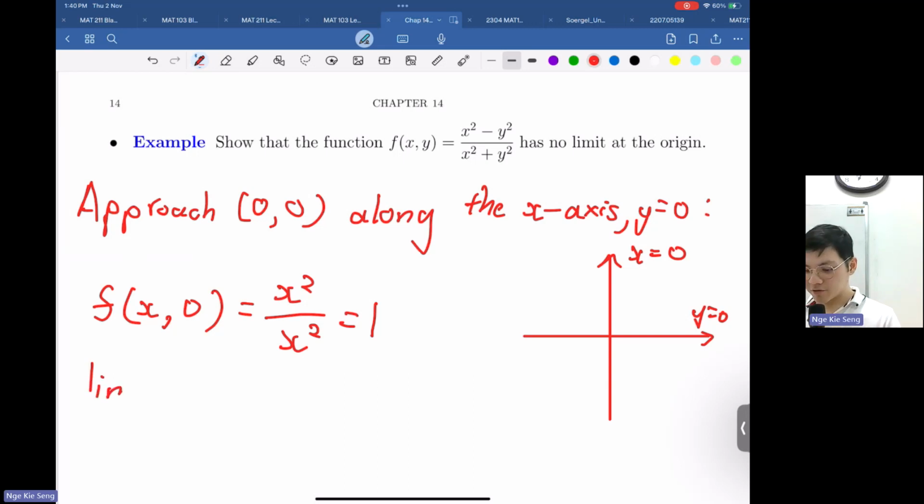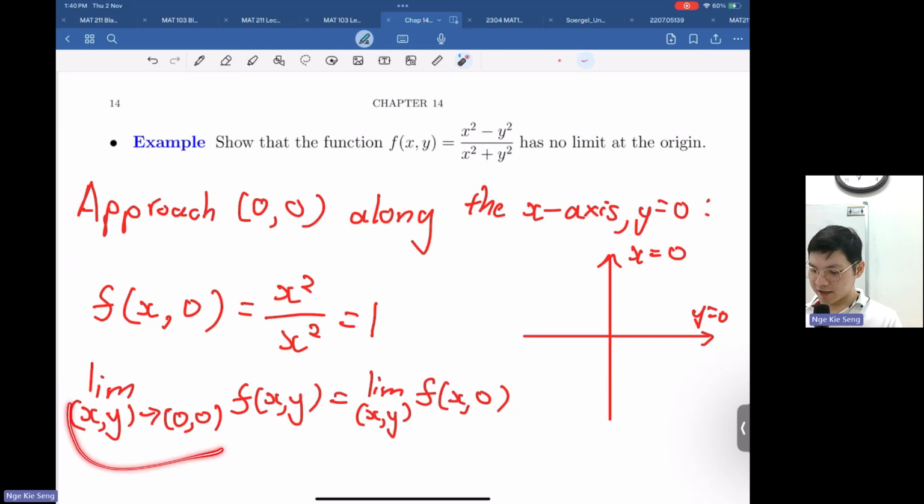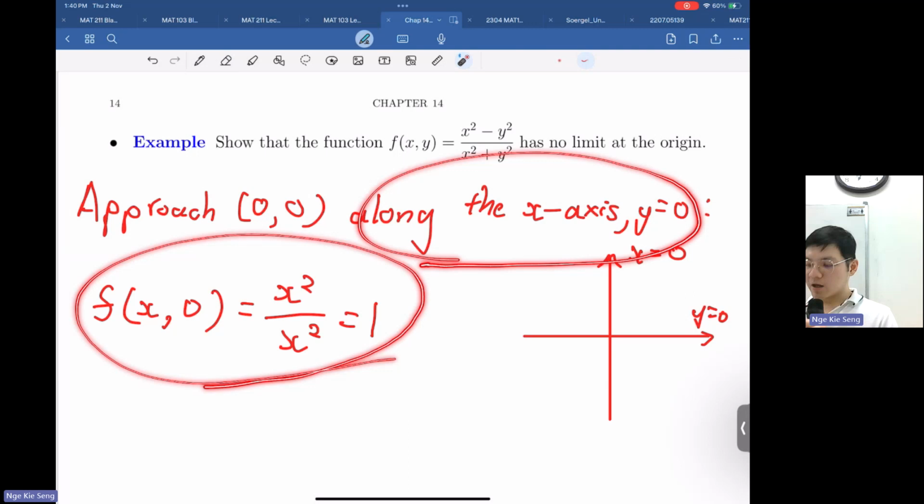In particular, if I want to check the point going from (x,y) to (0,0) on the x-axis, my function just becomes f(x,0). Is it confusing? I think we shouldn't write it like this. This notation says approach everywhere, and I don't want to use this notation. So what should I write? If I approach (0,0) along the x-axis, my function becomes a constant function 1. My function becomes a constant function, right?